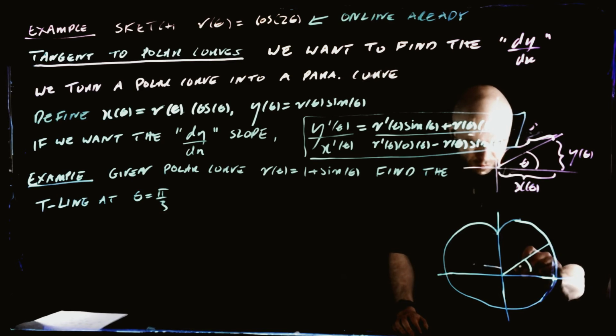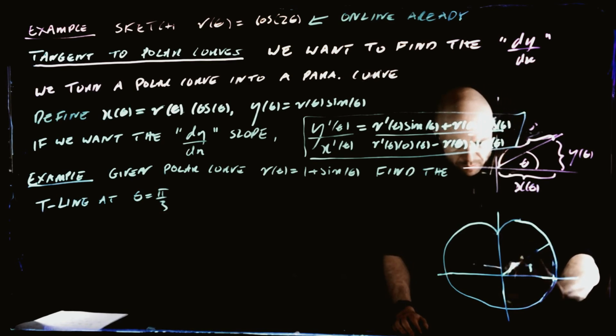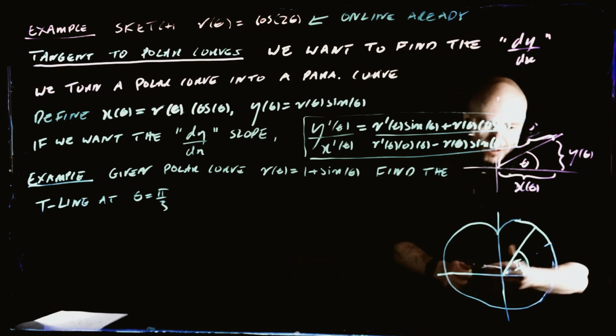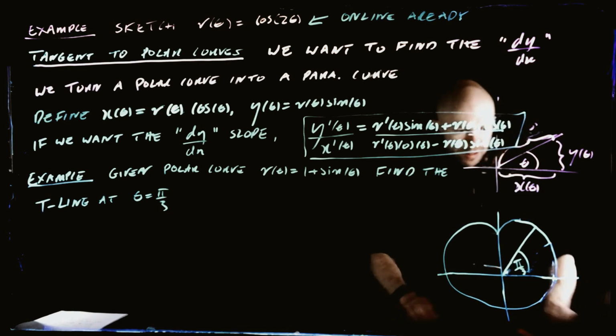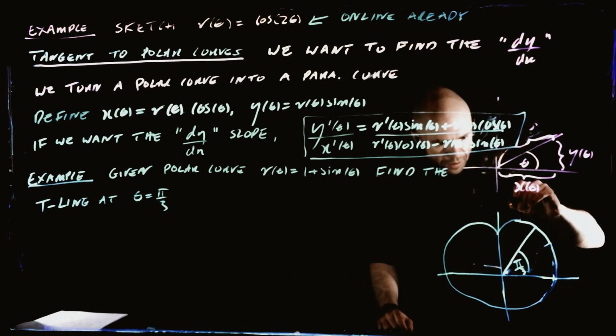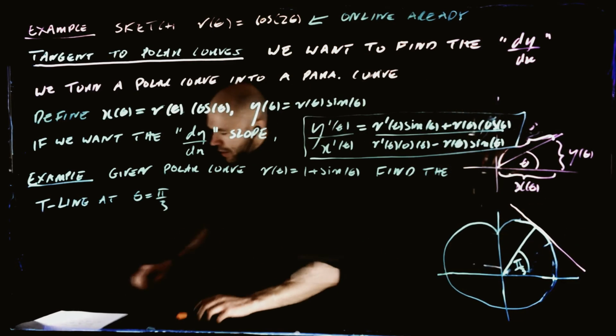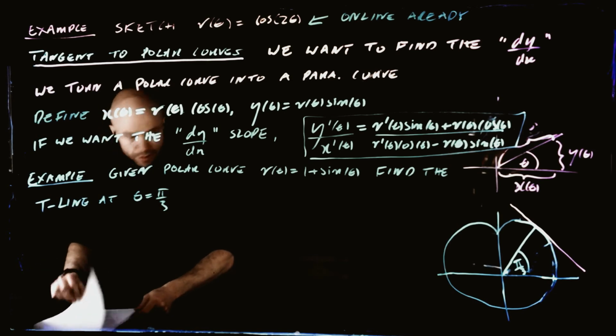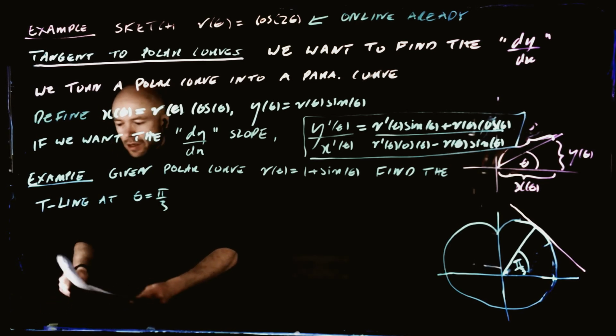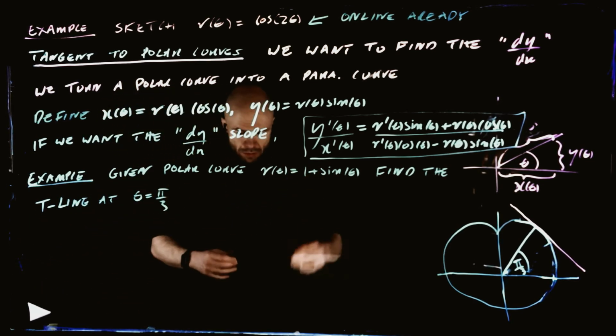This is pi over 3. No, not pi over 3, it's deeper than this. So pi over 3 is something like this. What we're looking for is the dy by dx slope in order to do the tangent line, which is something like this. So in pictures, that is what we're hoping to find. Cool. All right, so what are we going to do?